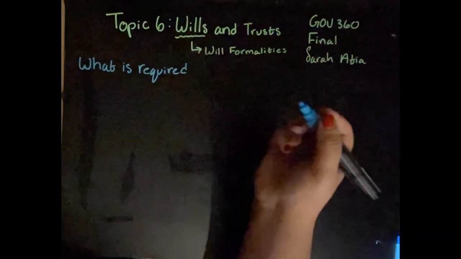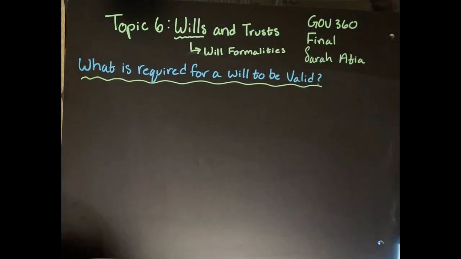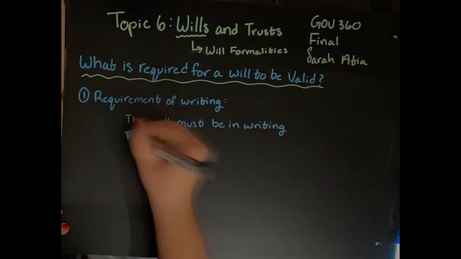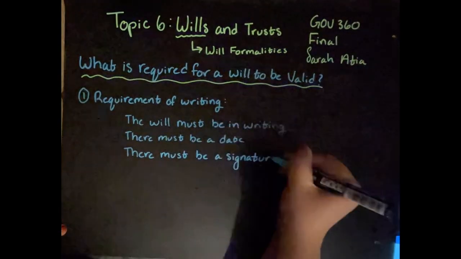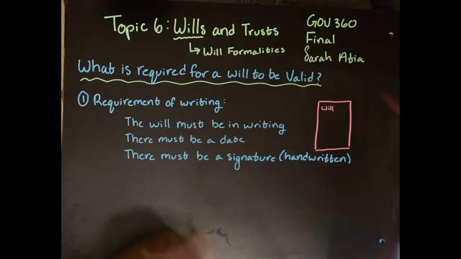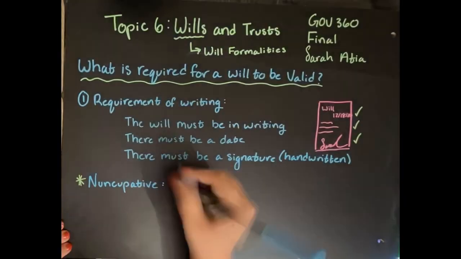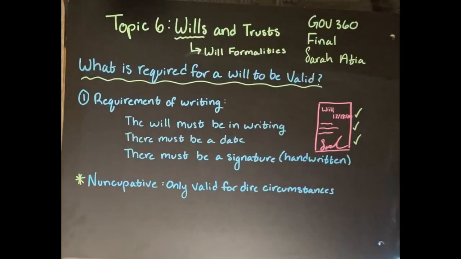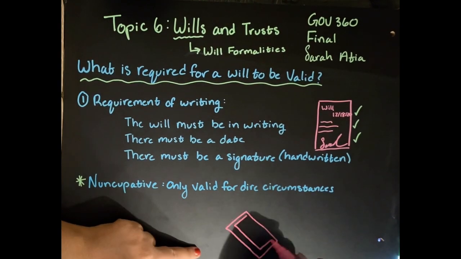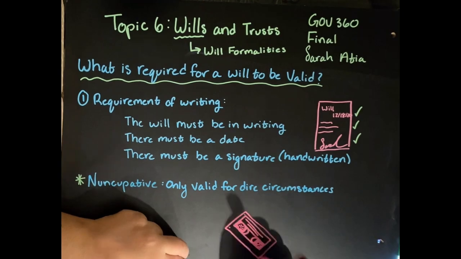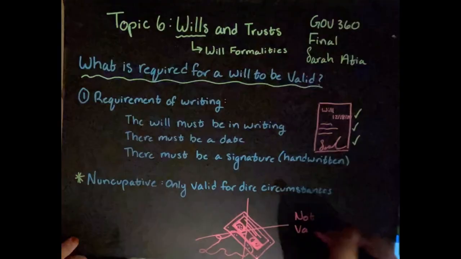Okay, let's get into what is required for a will to be valid. First requirement is of writing. The will must be written, must be dated, and must be signed. Some allow digital signatures, but most states will require handwritten signatures. Some states even require it to be at the bottom. Now remember, nuncupative wills are oral wills, but those are only for dire circumstances, for when the testator's life is in danger, so a tape recording is an invalid will.